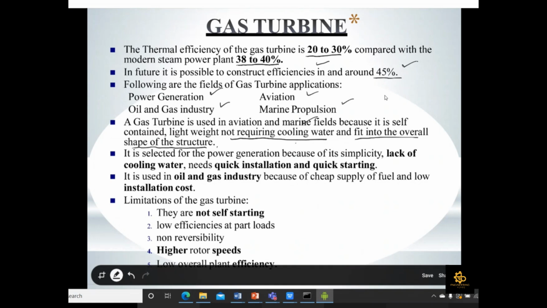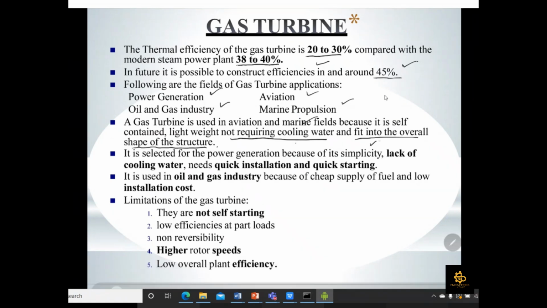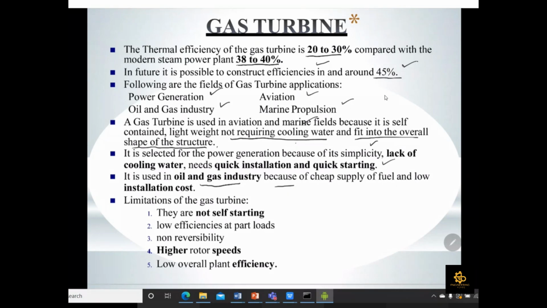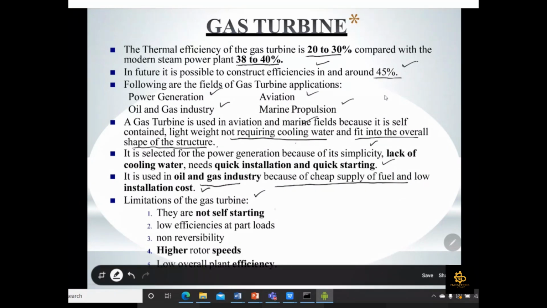Okay, so this is the main advantage of the gas turbine, and it is selected for power generation because of its simplicity, lack of cooling water, quick installation, and quick starting. It is used in the oil and gas industry because of cheap supply of fuel and low installation cost. Some limitations of the gas turbine: we can also see that they are not self-starting.